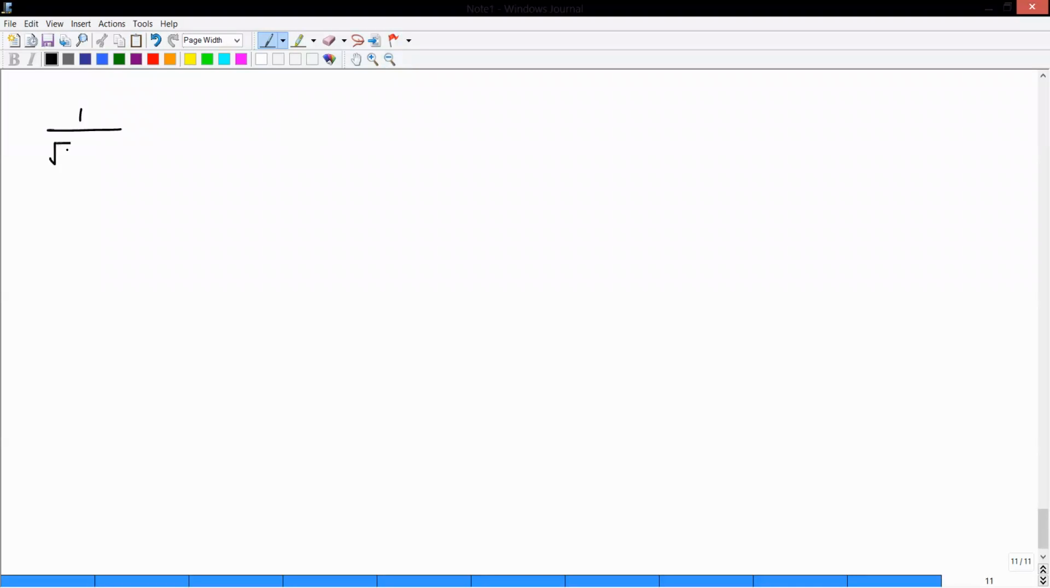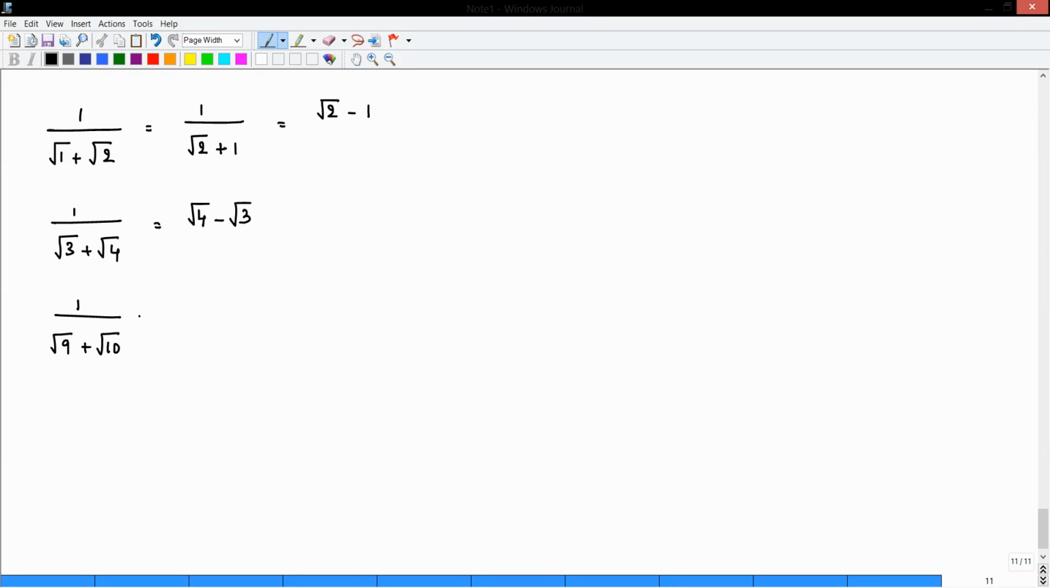Suppose you have root 1 plus root 2. First change it, bigger number first, smaller number next. When you have plus, multiply it with root 2 minus root 1. Anyway, the difference is 1, so you don't need to write it. Root 3 plus root 4. How do you write it? Bigger number first, smaller number next. Difference is only 1, therefore you don't need to write it. Root 9 plus root 10. Root 10 minus root 9.